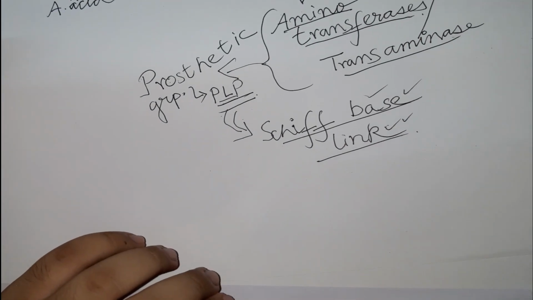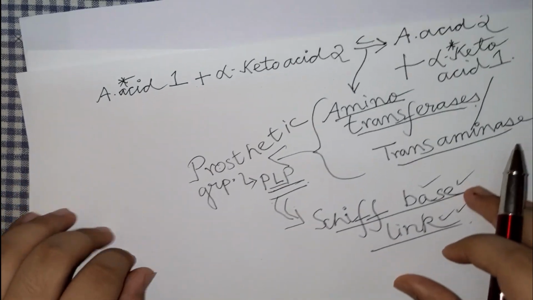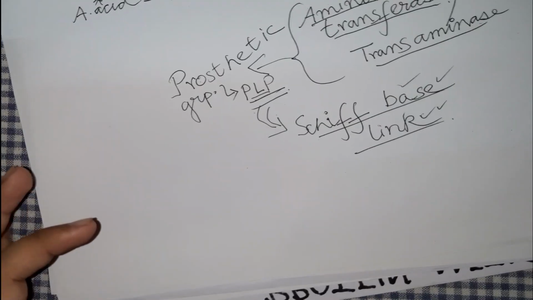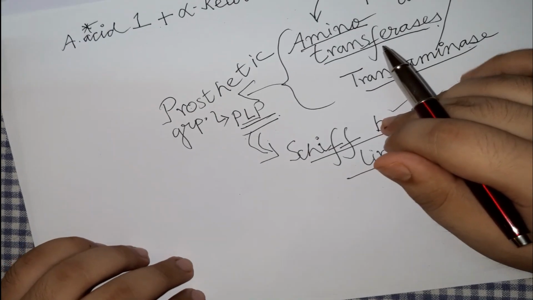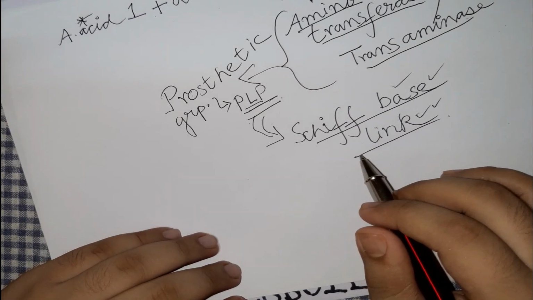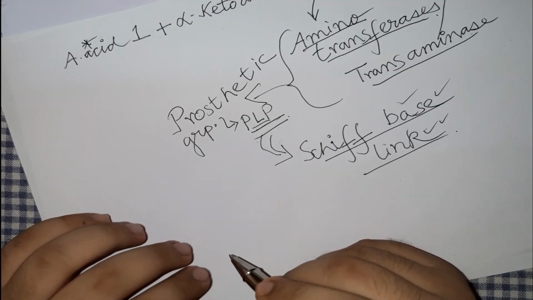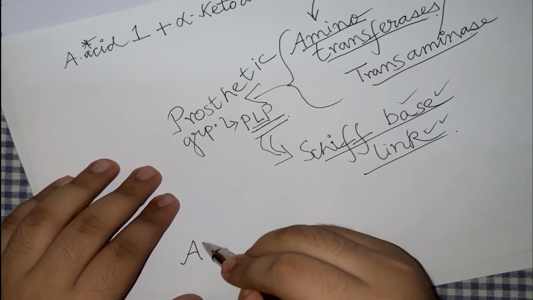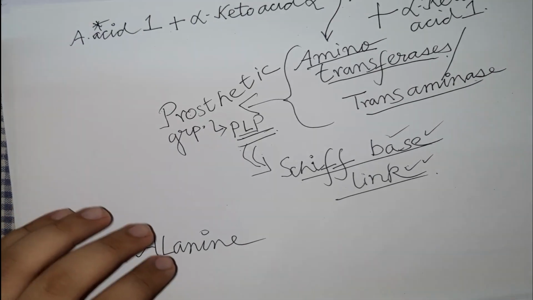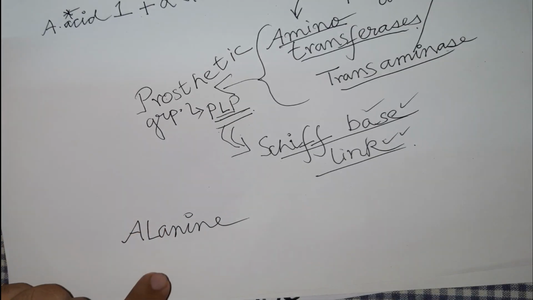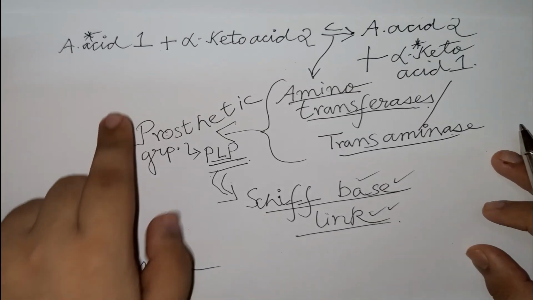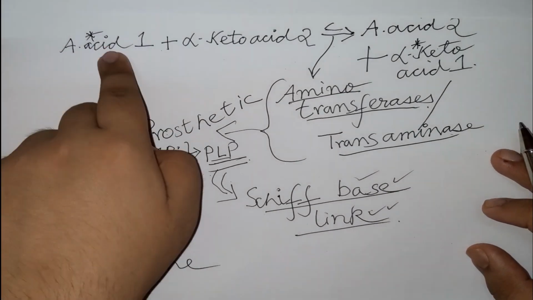Now, let's give some examples of transamination reaction, right? We just said amino acid 1 and amino acid 2. But let's be a little more specific and see how this actually works in the real world. In the real world, I mean the real case amino acids, all right? So let's take an example. Suppose it is alanine. Alanine is an amino acid, and we are talking about the transamination reaction of alanine. So alanine is amino acid 1 here.